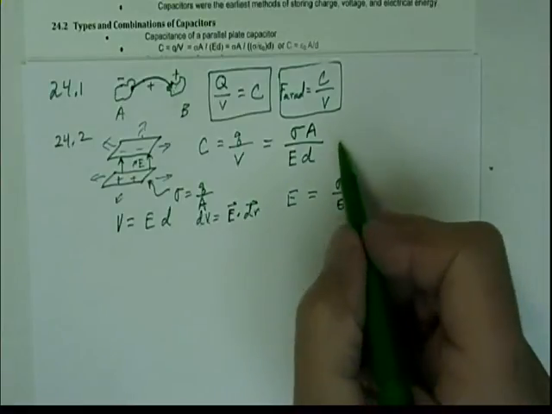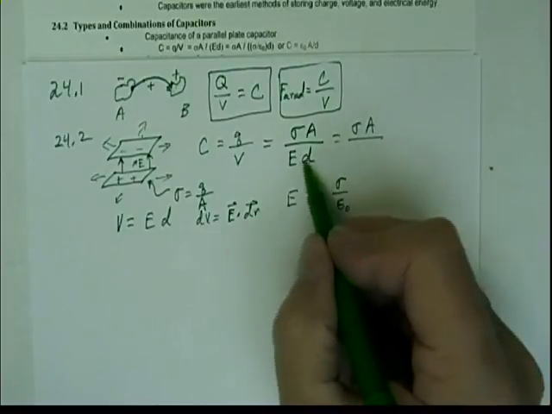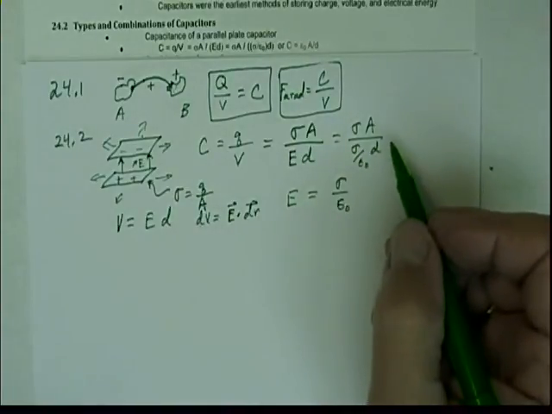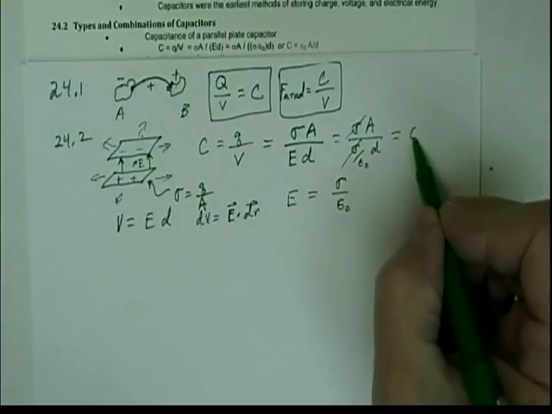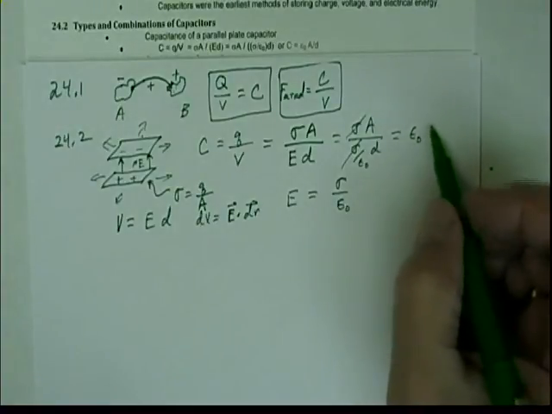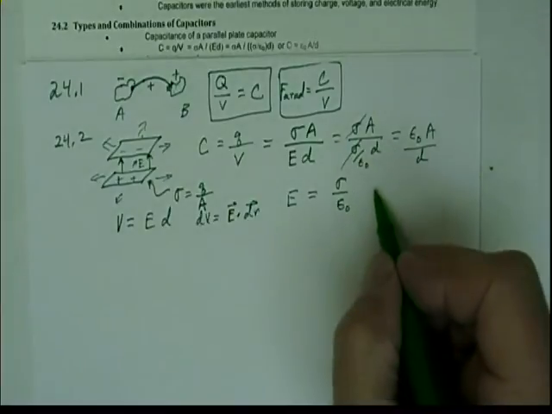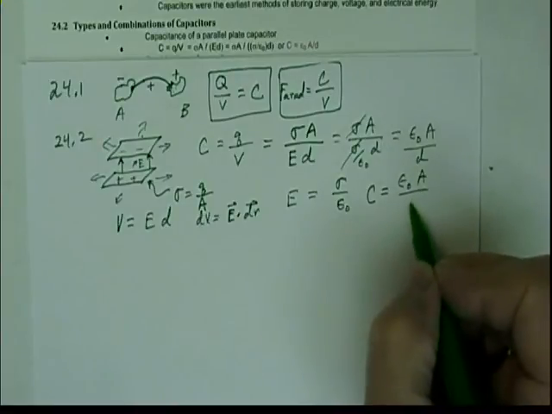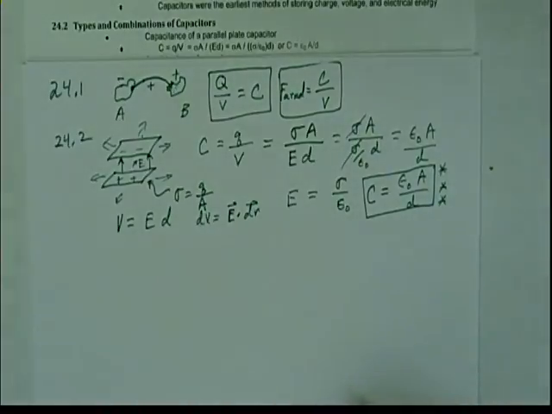So now we can plug this in and write the capacitance as sigma A divided by the electric field, which is sigma over epsilon naught, times the distance d. Now the two sigmas will cancel one another, and what we end up with is epsilon naught times A divided by the distance between the two plates. And this is an important formula. The capacitance of a parallel plate capacitor is epsilon naught A divided by the distance between them. This, of course, will be a key formula that you would have on your quizzes or exams.